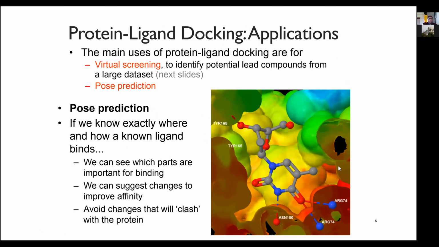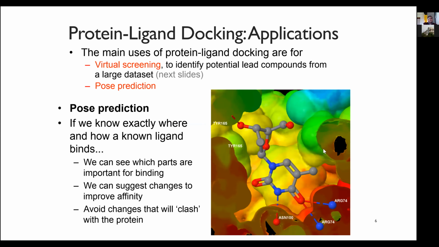Now, the main use, as I told you, is virtual screening, in which you can use in silico screening with molecular docking to replace experimentally done high throughput screening, which is quite expensive and time consuming. In virtual screening, you basically screen a library of compounds against your target protein of interest in silico.